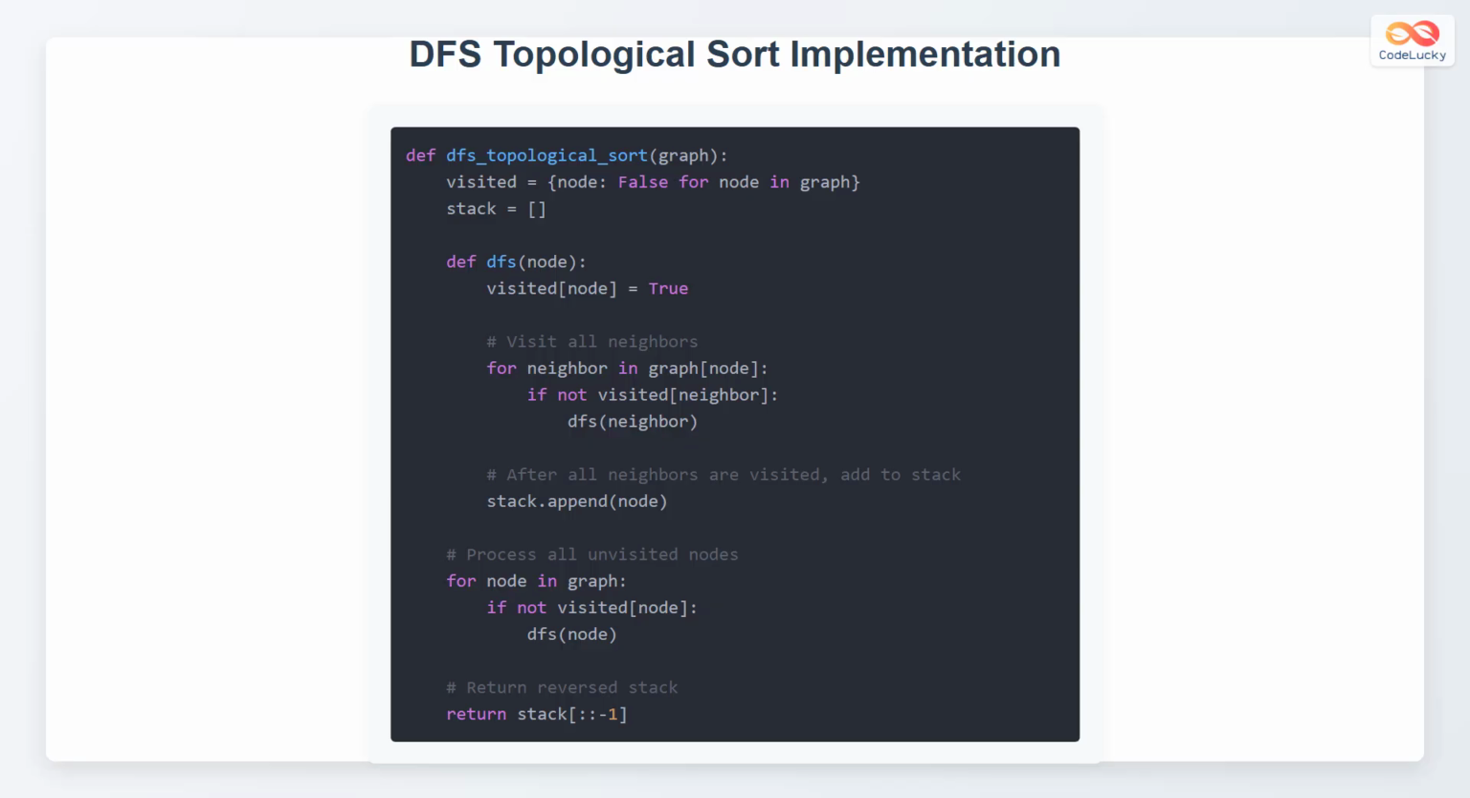The recursive function DFS takes a node as the argument, marks the node as visited and calls itself on all the neighbors of the node. After visiting all of the neighbors of a node, we push the node in the stack. At the end, we need to process all the unvisited nodes by calling the DFS function on them, and return the reverse stack.